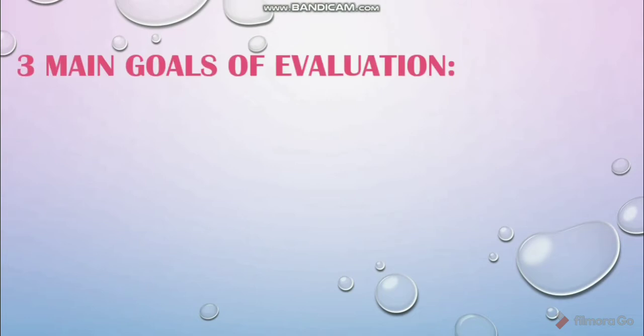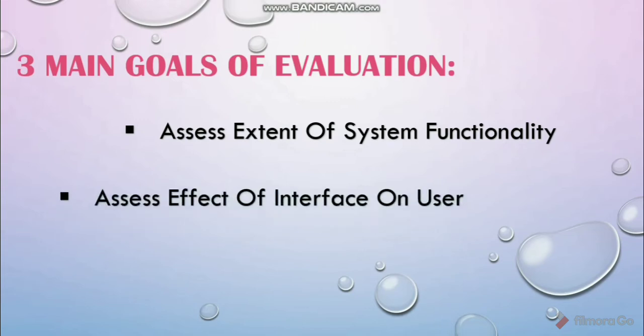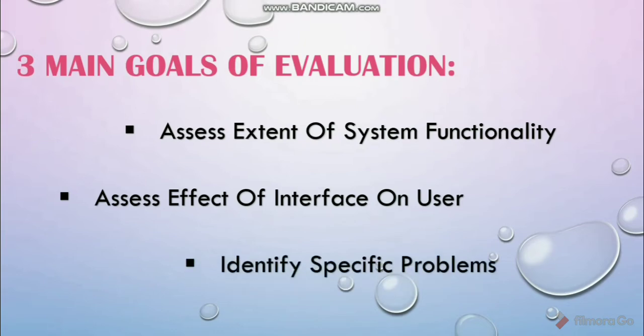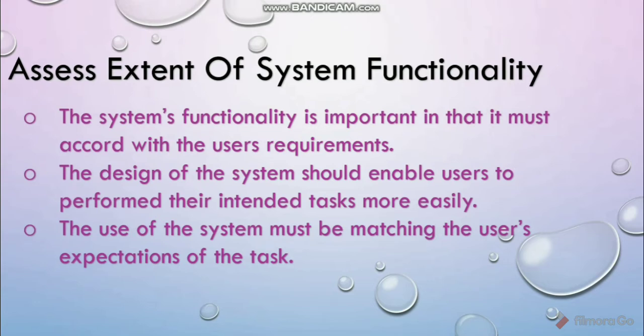Three main goals of evaluation: assess extent of system functionality, assess effect of interface on user, identify specific problems. Assess extent of system functionality. The system functionality is important in that it must accord with the user's requirements. The design of the system should enable users to perform their tasks more easily. The use of the system must match the user's expectation of the task.